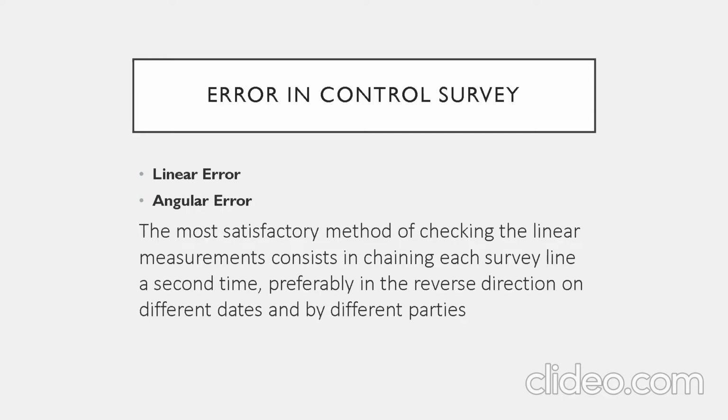The most satisfactory method of checking the linear measurements consists in chaining each survey line a second time, preferably in reverse direction, on different dates and by different parties.